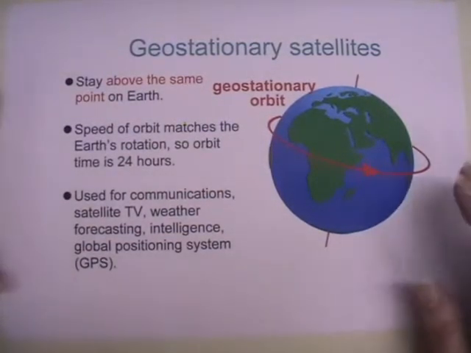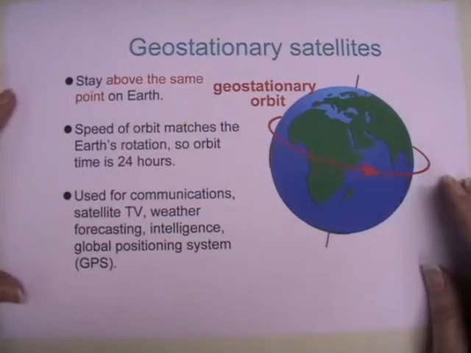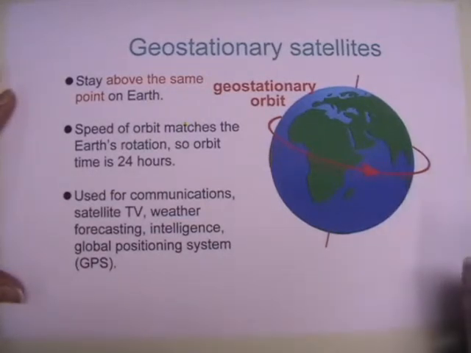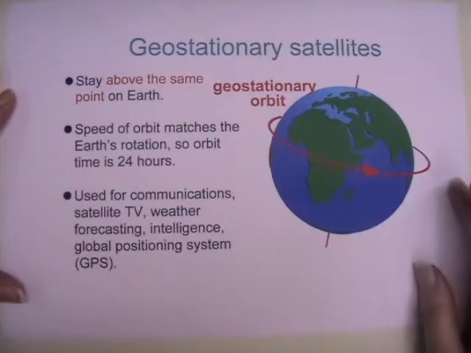A satellite. Just to remind ourselves, a satellite is any object that orbits another object. And artificial satellites are those that are man-made and are launched into space.